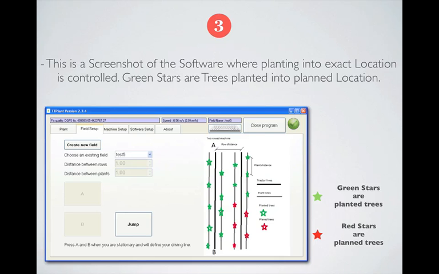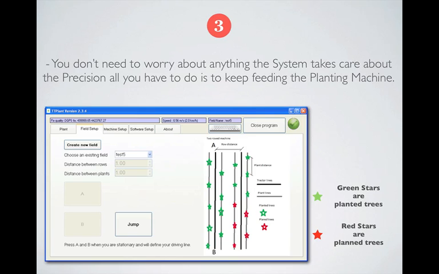This is a screenshot of the TTPlant software where planting into exact location is controlled. The green stars are the planted trees, and the red stars are the planned trees, depending on which pattern you chose beforehand. What this means to you is that you don't have to worry about it if you are planting precisely or not. The system takes care of that.